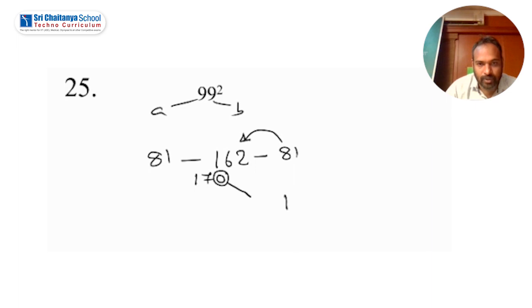0. Drop this 0 here and carry forward this 17 to here. 81 plus 17, how much? 98. So the answer is 9801.